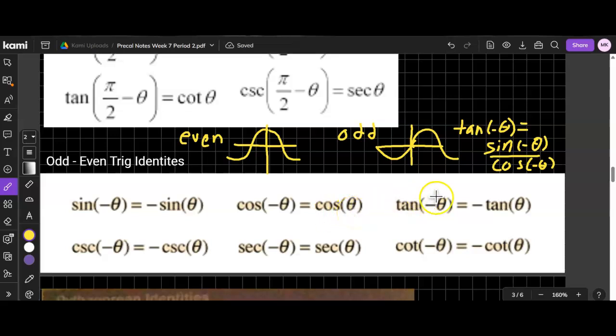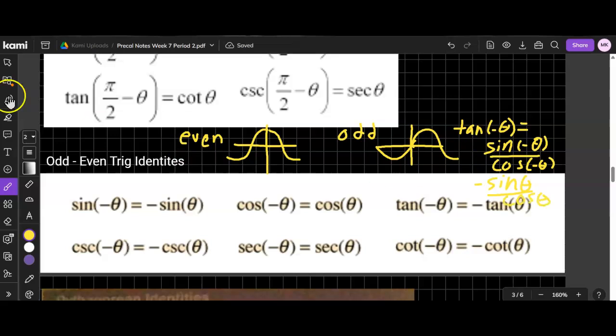And so the reason why the whole tangent is negative is not because of the cosine's change, it's because of the sine's change, the fact that sine is an odd function. So when we rewrite this, that cosine of negative theta is still positive theta inside, but the sine function here has the negative taken out front. So we end up with a negative sine of theta divided by your cosine of theta.